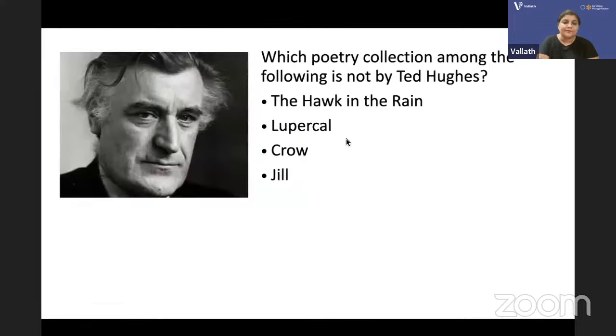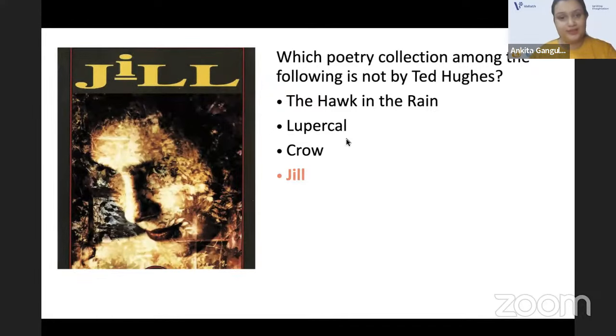Yes, yes, yes. Which poetry collection among the following is not by Ted Hughes? Ted Hughes is waiting for you to answer. The Hawk in the Rain, Lupercal, Crow, and Jill. One of these is not even a poetry collection. Which is that, Ankita? I think it was Jill because other titles sound like Ted Hughes' works. Yeah, Jill. Jill does not sound like Ted Hughes, according to Ankita.